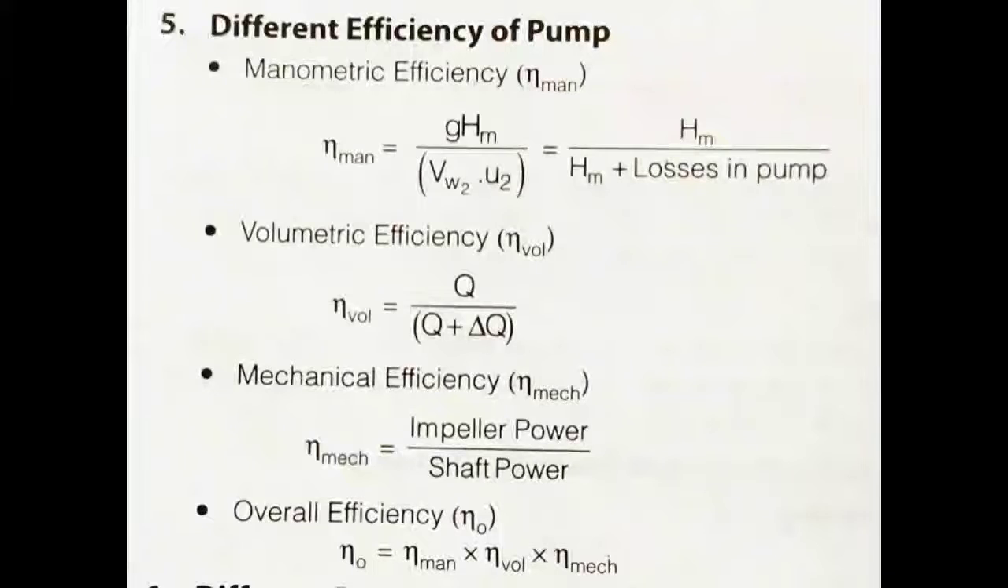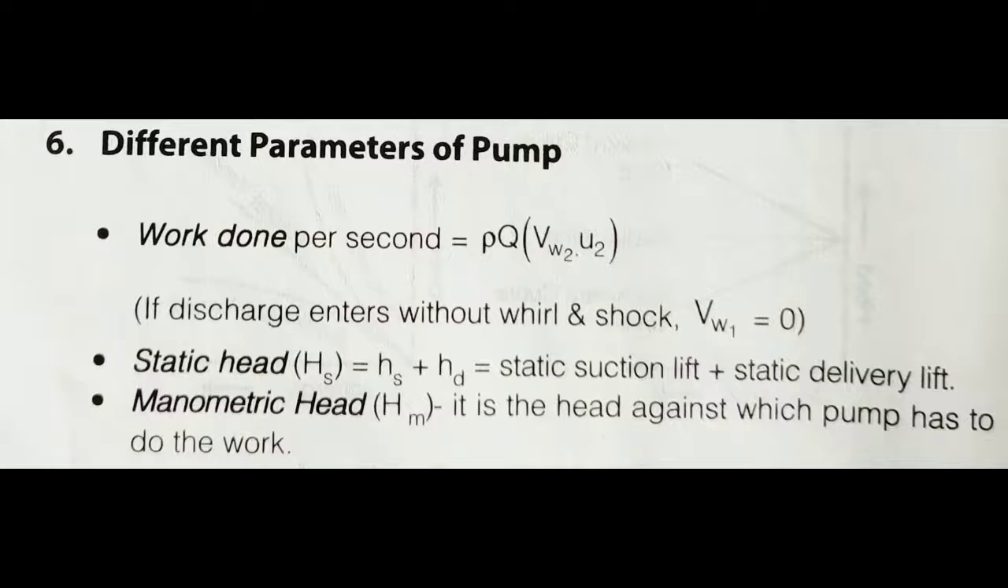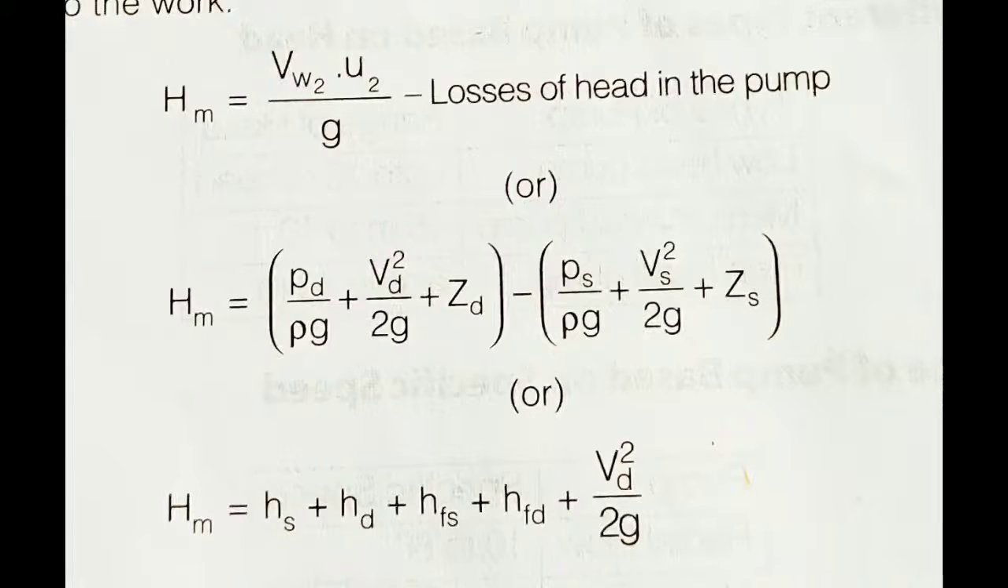Next, the different parameters of the pump are the same as the turbine. You see the work done: rho Q Vw2 into U2. Then there is static head and manometric head. This is the manometric head equation. See this. And the notations Pd, Ps, Vd, Vs, Zd, Zs are mentioned here.